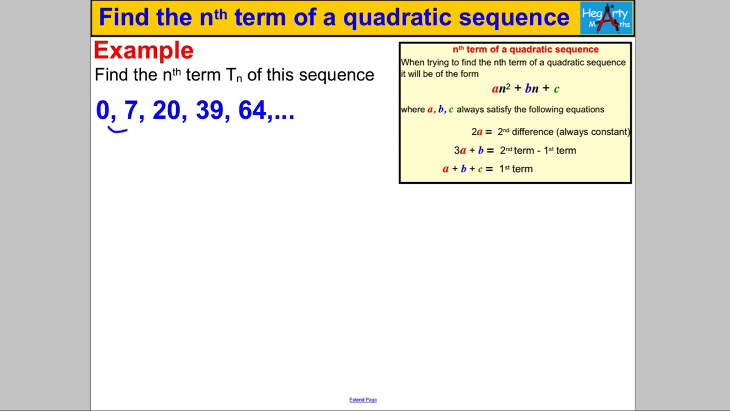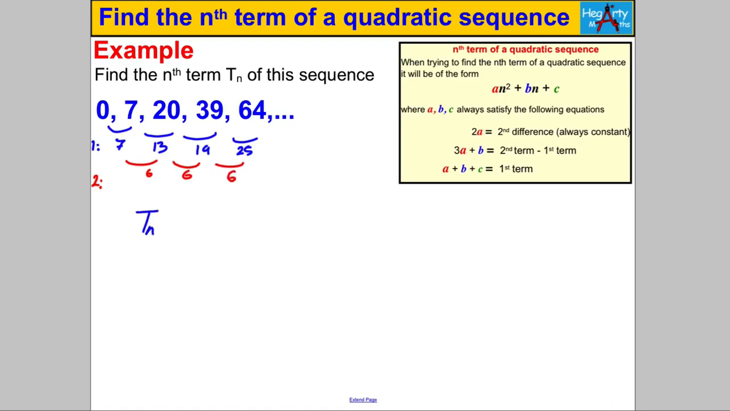Right, always start off with common differences. The first one here. So, that's going to be 7, that's going to be 13, that's going to be 19, and that there is 64, subtract 39, which is 25. Let's do the second difference and hope that it's common. So that's 6, and that's 6. Indeed it is. Therefore we know it is a quadratic.